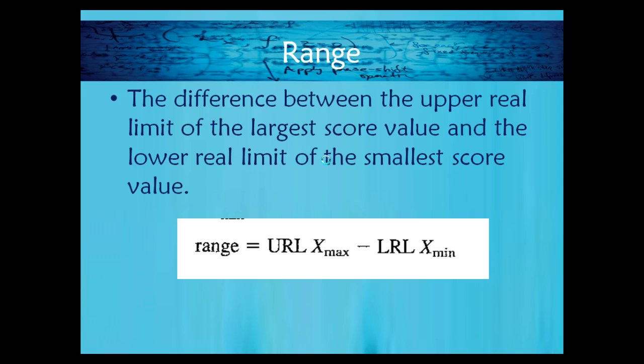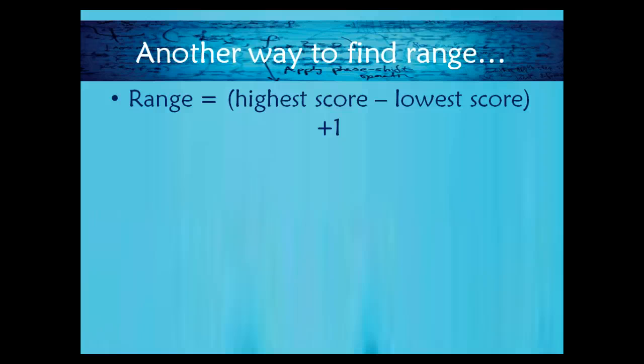The difference between the upper real limit of the largest score value and the lower real limit of the smallest score value is our range. The range is the most common measure of variability that you'll encounter because it's the most basic. That's probably the one you learn in school. So range is upper real limit minus lower real limit, or you could say highest score minus lowest score plus 1.